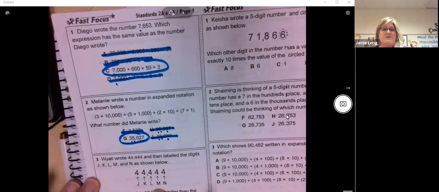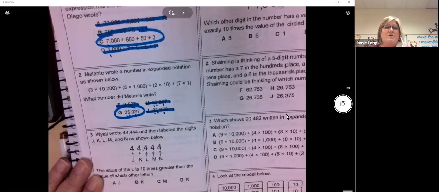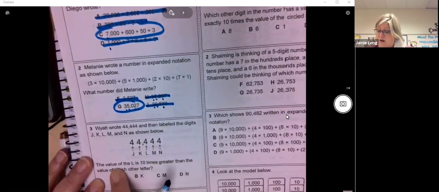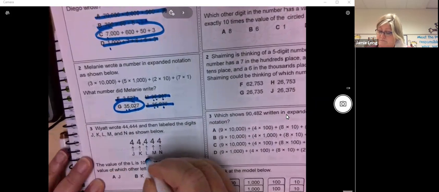Now this is what we did today. This was kind of new. Wyatt wrote 44,444, then labeled the digits J, K, L, M, and N as shown below. The value of the L right here is 10 times greater than the value of which other letter?